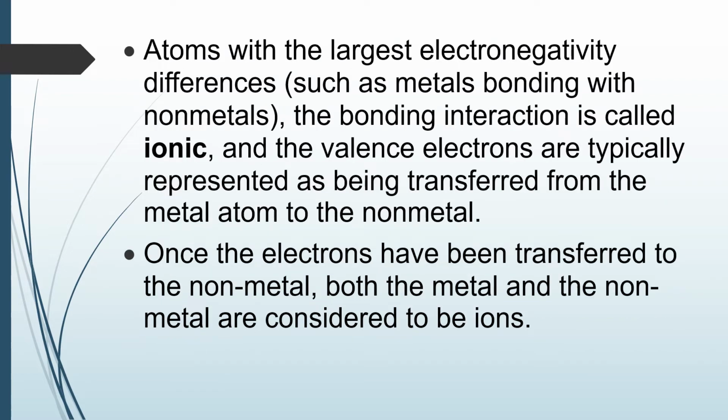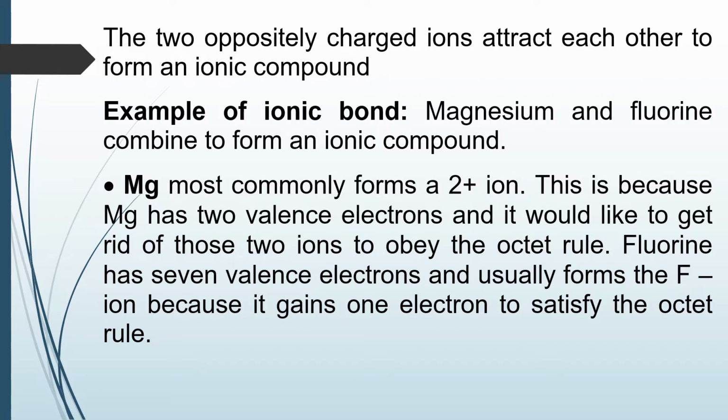For atoms with the largest electronegativity differences, such as metals bonding with nonmetals, the bonding interaction is called ionic, and the valence electrons are typically represented as being transferred from the metal atom to the nonmetal. Once the electrons have been transferred to the nonmetal, both the metal and the nonmetal are considered to be ions. The two oppositely charged ions attract each other to form an ionic compound.